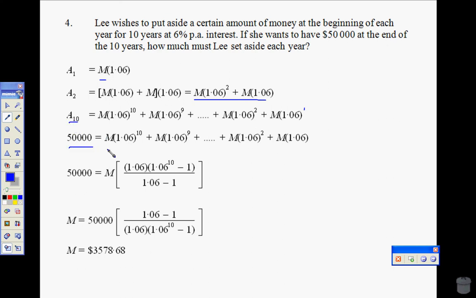Again, we look at what we've got, we can factorise it out, and what we've got left is going to form a geometric progression: a being 1.06, r being 1.06, and 10 terms. So there's your a, times r to the power of n, minus 1, over r minus 1. Again, we multiply both sides by the reciprocal to get our 50,000 times the reciprocal there. Put the amount in, and that's how much she needs to put in at the start of each year for 10 years to get $50,000.